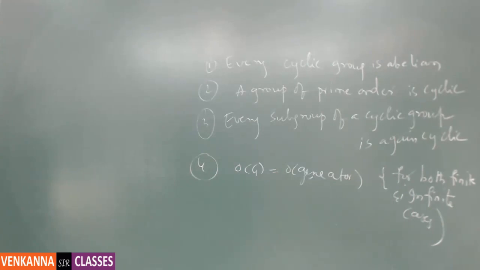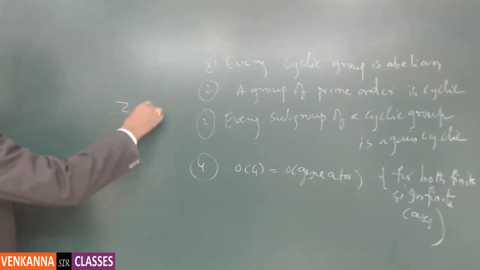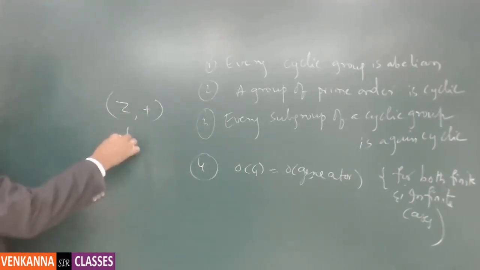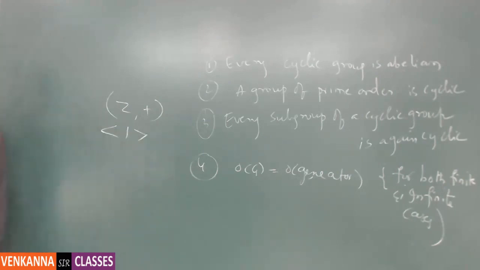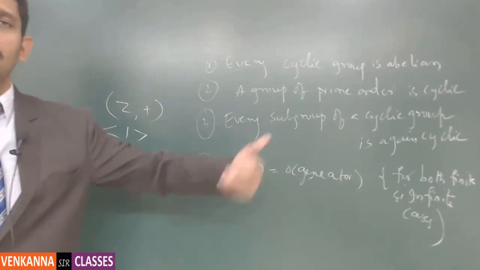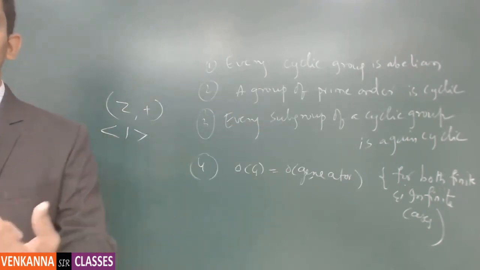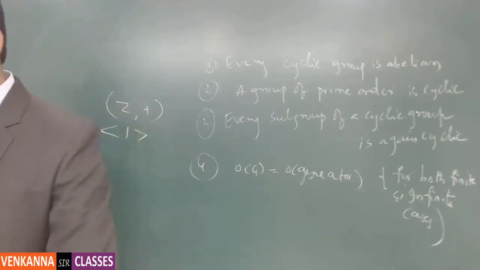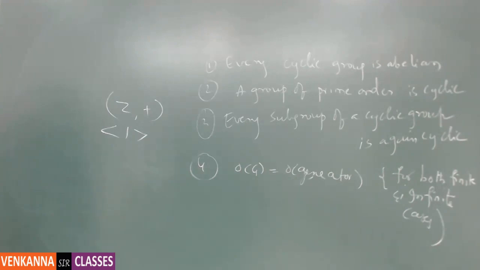Order of the group equals the order of the generator, whether you take a finite group or an infinite group. If the group is finite, you will have an element which has finite order. If you take an infinite cyclic group, you will get an element whose order is also infinite. For example, the simple example is Z comma plus. Here the number 1 generates the whole group Z, because you keep on calculating multiples of 1: 1, 1 plus 1, 1 plus 1 plus 1, and so on, and you will get the whole group Z. So Z comma plus is a cyclic group where the generator is 1.